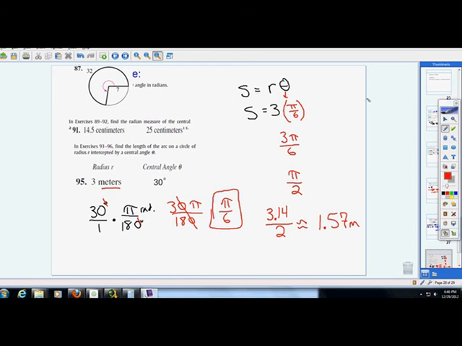If we think about this visually, we had a circle. We knew that the radius was 3 meters, and we had a 30-degree angle. A 30-degree angle is pretty small. We converted that into radian measure, and we're saying that this arc length, this chunk of the circumference of this circle, is approximately 1.57 meters.